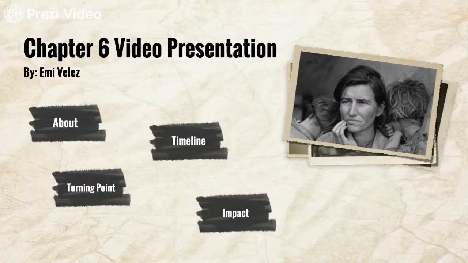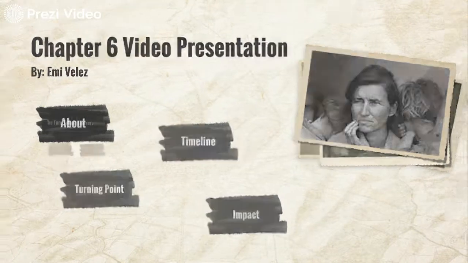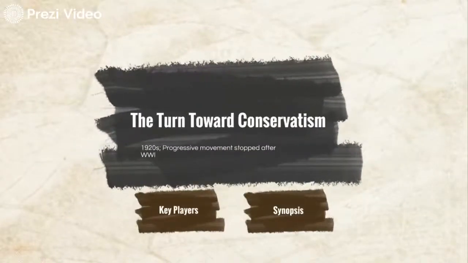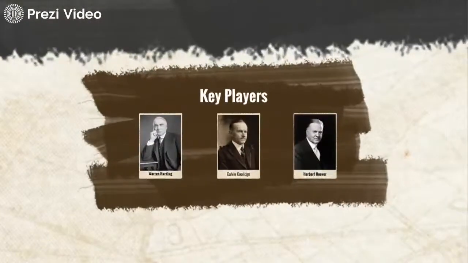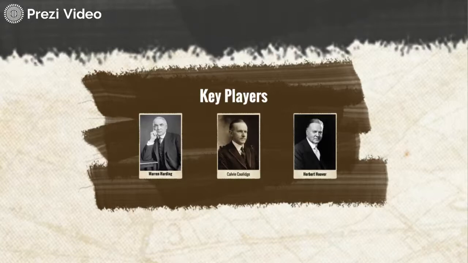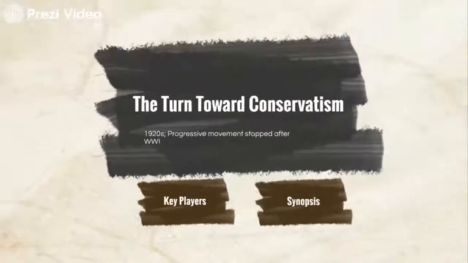This is my chapter presentation on Chapter 6, which is social policy that helped combat the Great Depression. So, to give some background to the Great Depression, during the 1920s, the progressive movement stopped after World War I, so this led to the rise of conservatism. Three key presidents leading up to this were Warren Harding, Calvin Coolidge, and Herbert Hoover. Herbert Hoover is the main president involved after World War I, and he lost to FDR in 1932.